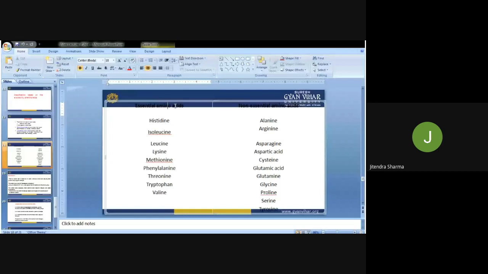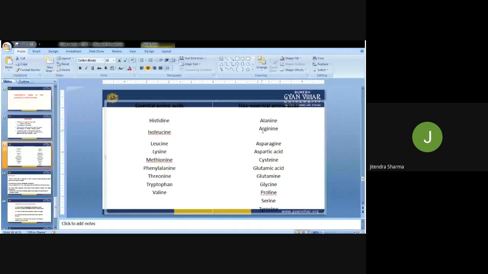These are the essential amino acids, those not produced inside the human body, so it is necessary to incorporate them in the diet. Then the second set: alanine, arginine, asparagine, aspartic acid, cysteine, glutamic acid, glutamine, glycine, proline, serine, and tyrosine. These are also important, but they are non-essential because the body itself produces these amino acids. So they are non-essential amino acids.